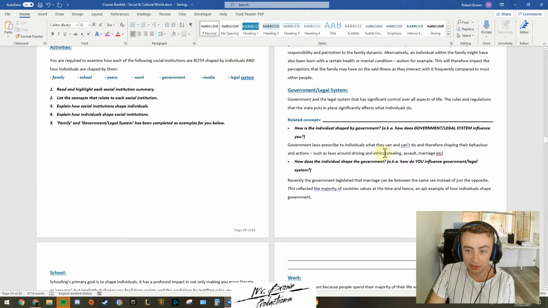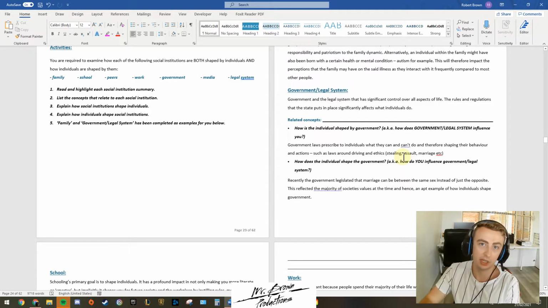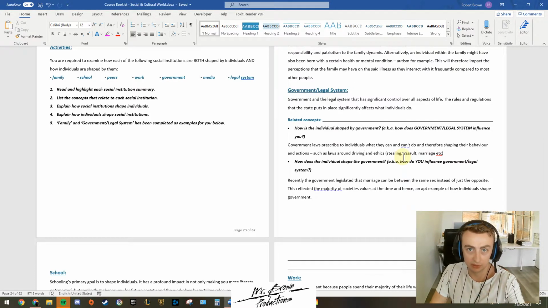In regards to ethics, physically assaulting someone or stealing their property is considered against the law. So obviously that's going to shape our behaviour. We're less likely to do that because the culture and the laws that the government has said and mandated that that's not allowed.